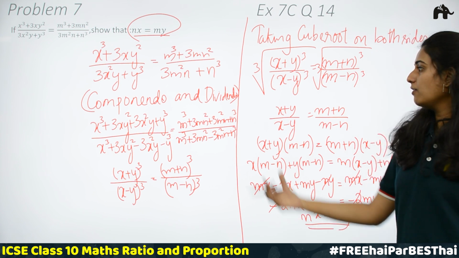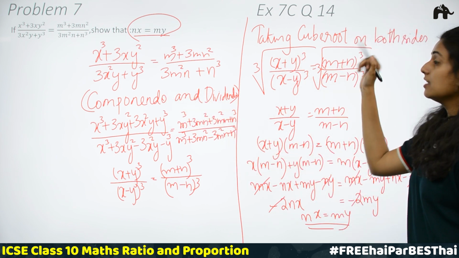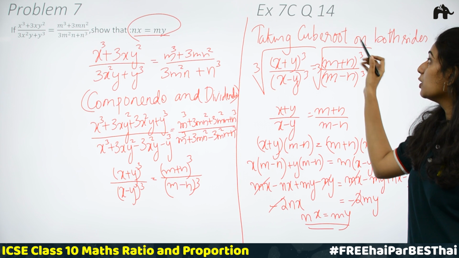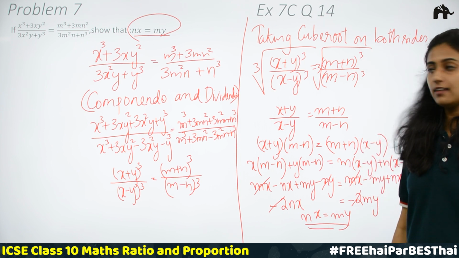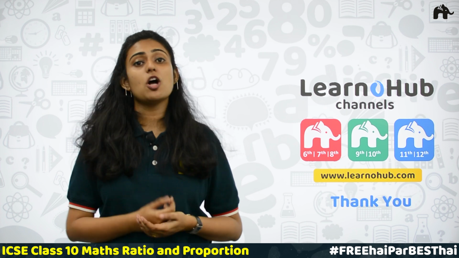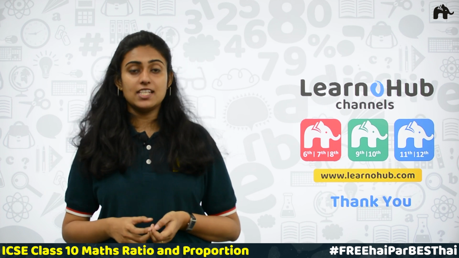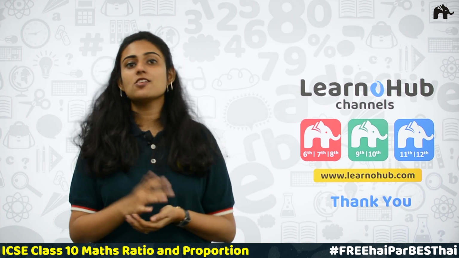Clear? We have used the componendo and dividendo property, after which we have done the taking cube root. Okay. That's all for today. In today's class, we have discussed the different properties of proportion and solved many questions from exercise 7C. There are few more questions which you can solve on your own.